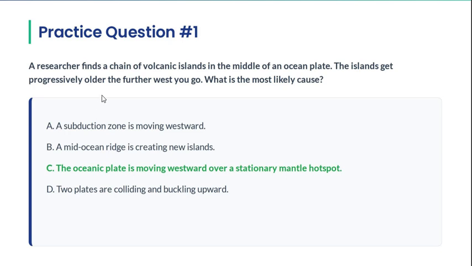Okay, so a researcher finds a chain of volcanic islands in the middle of an oceanic plate. The islands get progressively older the further west you go. What's the most likely cause? I'll give you a minute to solve this.